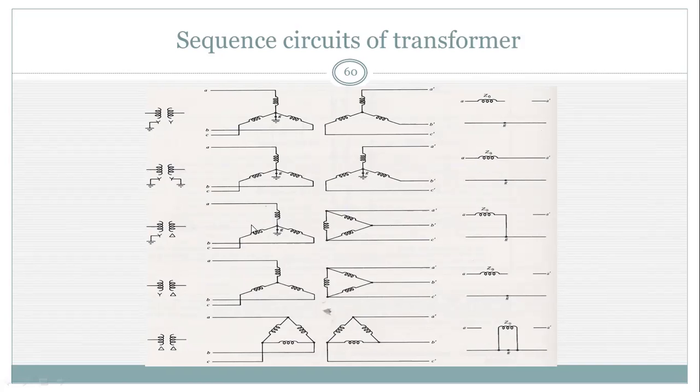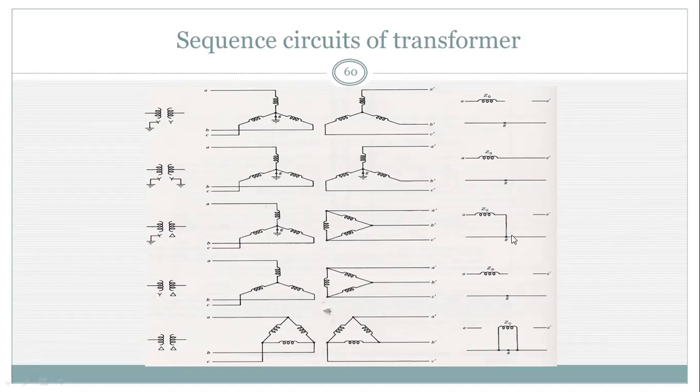For the third row, the connection type is now primary Y grounded, but secondary delta. Whenever the primary is Y grounded and the secondary is delta, there will be no zero sequence current flowing from primary to secondary. So there should be an open circuit from primary to secondary. But whenever Y is the primary portion, there should be a zero sequence impedance. And here Y is grounded and the secondary is delta. To represent this, here the impedance is grounded.